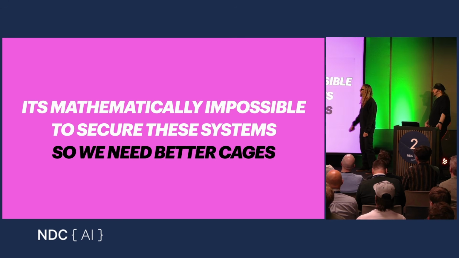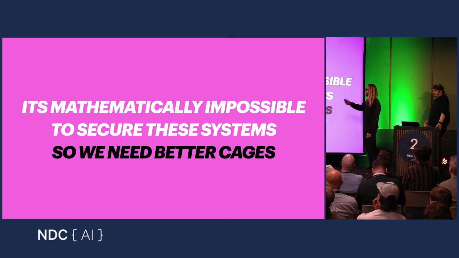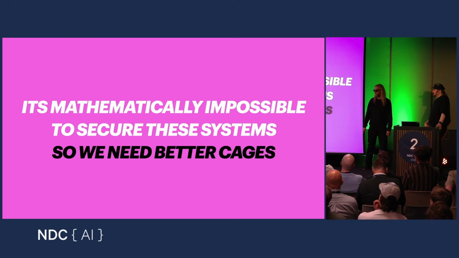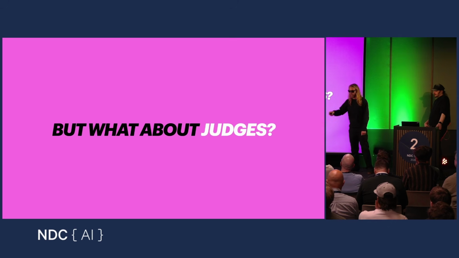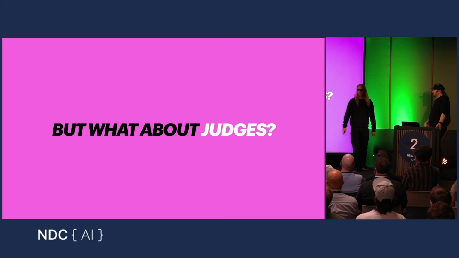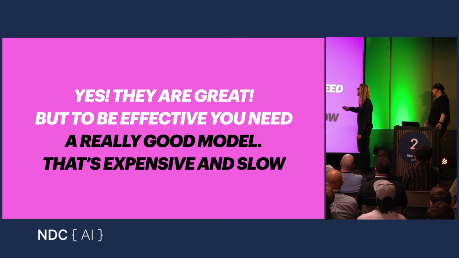Knowing this now, I want you to understand that it's mathematically impossible to secure these systems. So we need to build better cages. And yes, we can talk about judges, and judges are cool, they are the talk of the town, and they are great. But to be very effective, you need a very good model.